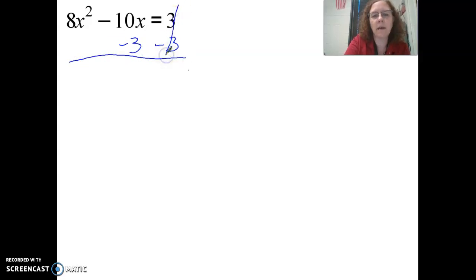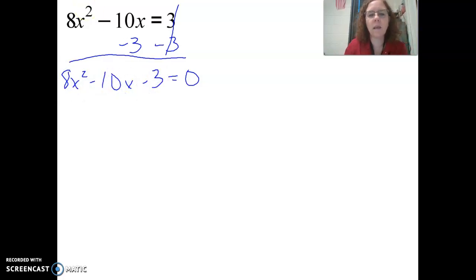All right, those cancel out and become a 0. And you can see over here on the left-hand side, I do not have any like terms. So I'm going to write all of those down. 8x squared minus 10x minus 3. And that's our regular standard form of a quadratic, ax squared plus bx plus c. And so now I'm ready to factor.